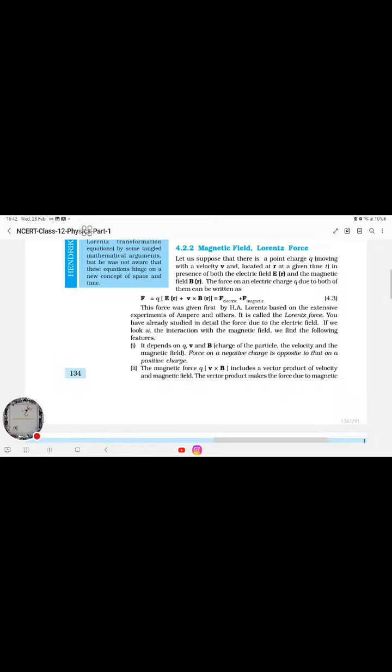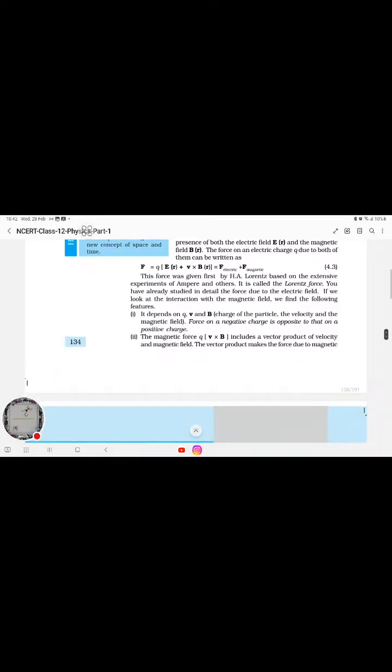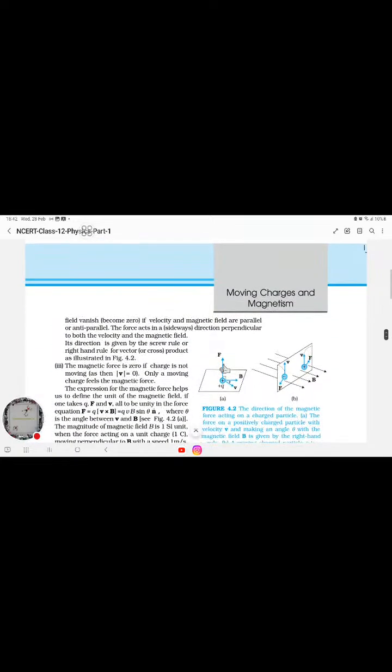If we look at the interaction with the magnetic field, we find the following. It depends on the charge, but also on the velocity and the magnetic field intensity. The force on a negative charge is opposite to that on a positive charge. The magnetic force q v cross B includes a vector product of velocity and magnetic field. The vector product makes the force due to the magnetic field vanish if velocity and magnetic field are parallel or anti-parallel. In that scenario, the force due to the magnetic field will be zero.